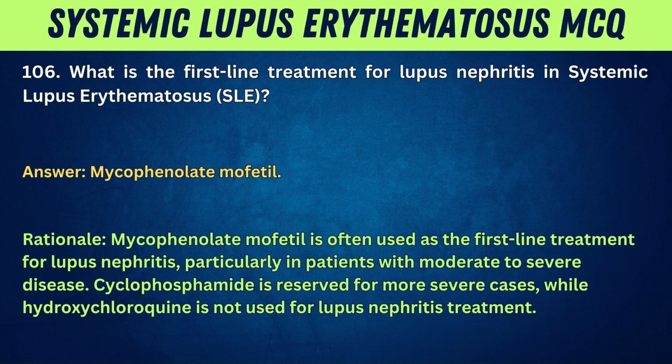Rationale: mycophenolate mofetil is often used as the first-line treatment for lupus nephritis, particularly in patients with moderate to severe disease. Cyclophosphamide is reserved for more severe cases, while hydroxychloroquine is not used for lupus nephritis treatment.